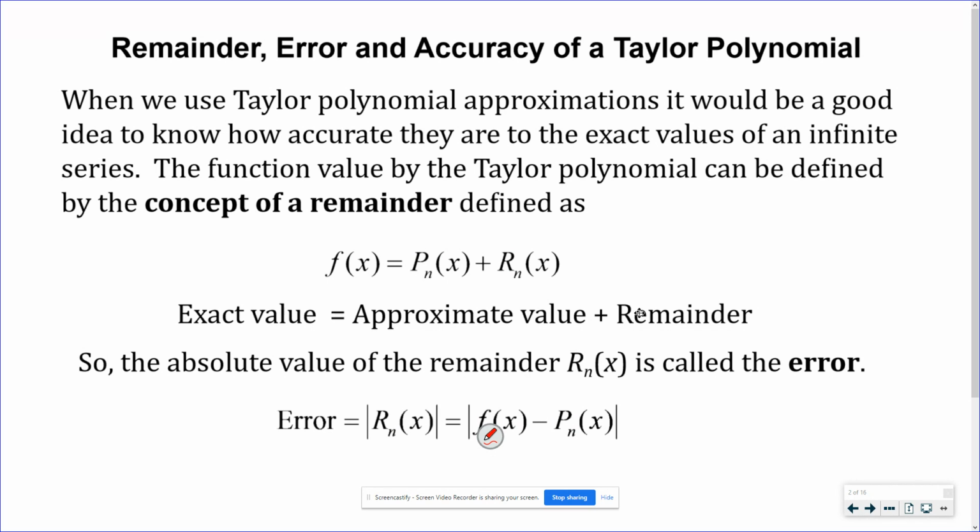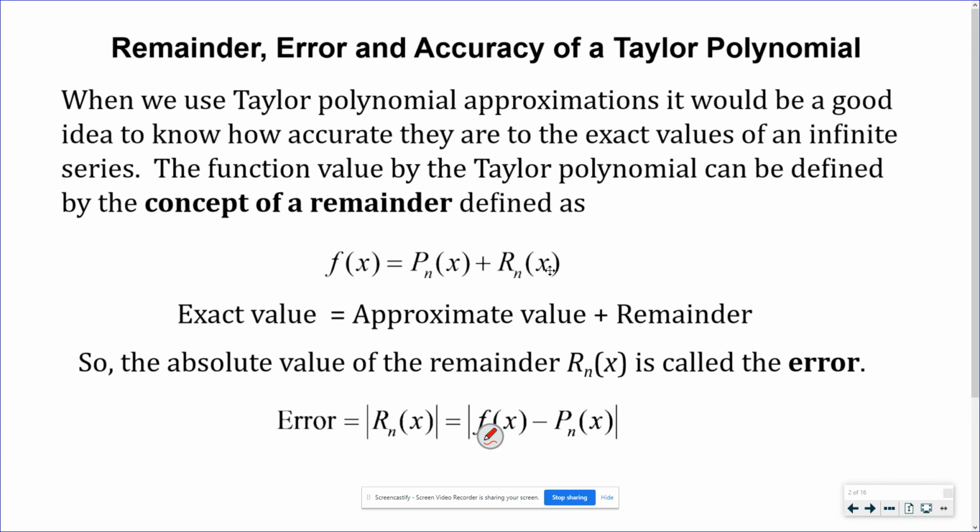So the remainder, in general, is when you are estimating an exact value, and we say the exact value is equal to the approximate value plus the remainder. If you were to rewrite this equation solving for the remainder, that would mean the remainder is equal to the function value minus the estimation value. So remainder is a value that has a sign, positive or negative.